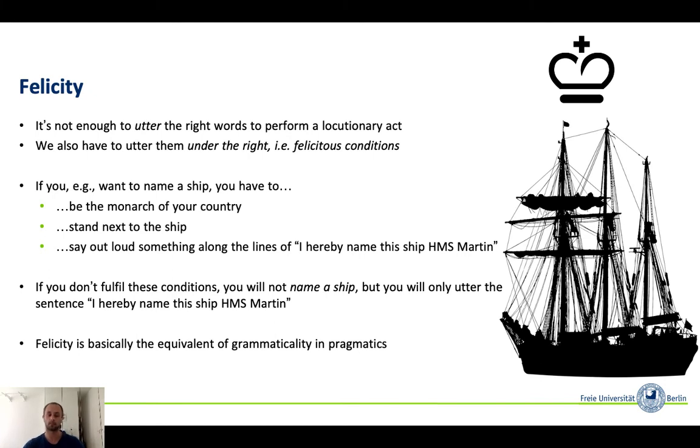Right, so we can think of felicity conditions as basically the equivalent of grammaticality in pragmatics. When we think about grammar, there are certain rules that were described a couple of moments ago when we talked about the phatic and rhetic acts. Those would be grammaticality conditions. And in pragmatics, we can talk about felicity conditions.